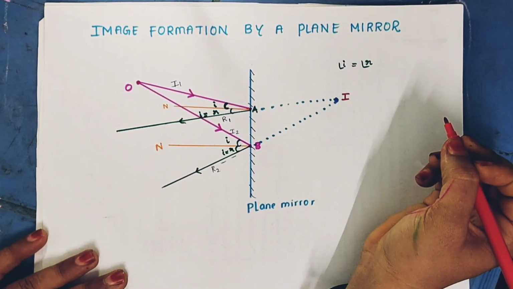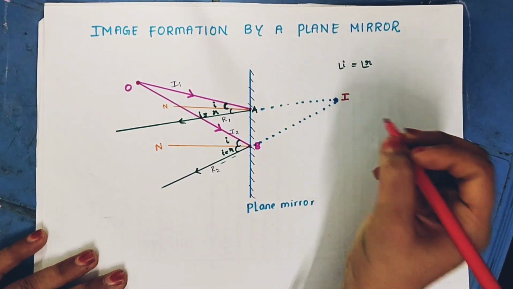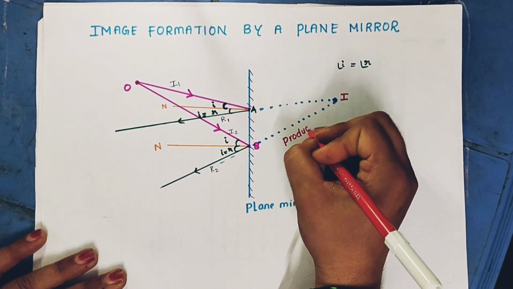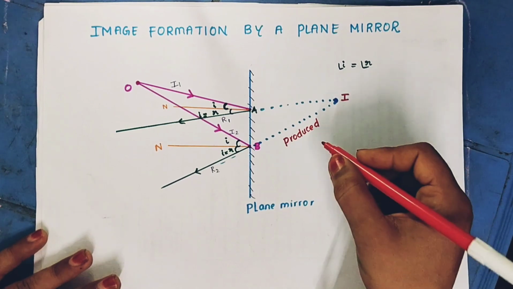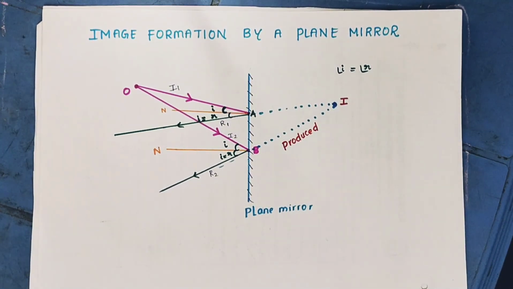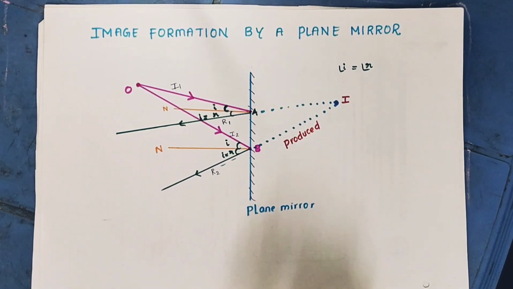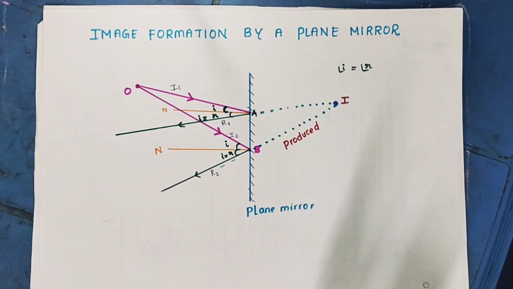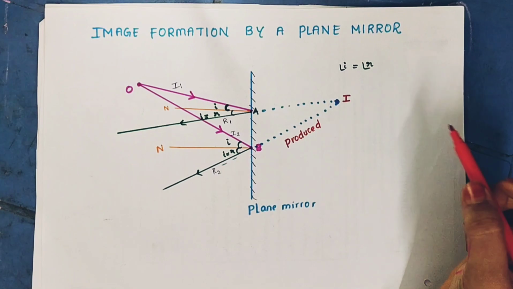That point is said to be the image. These rays are said to be produced. Okay, we used the term produce, which means extending some rays, extending the unintersected rays to make them diverge from one point. That phenomenon is said to be produced.